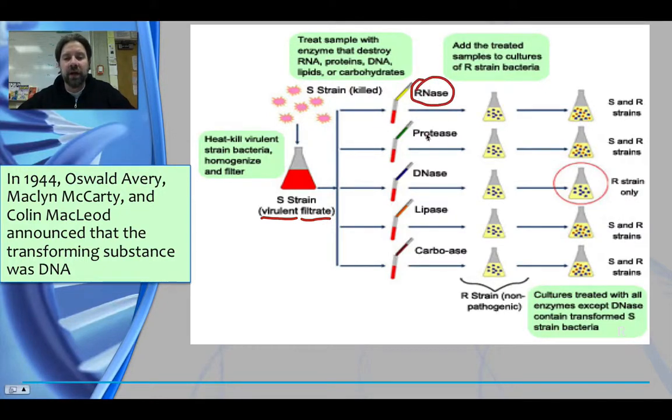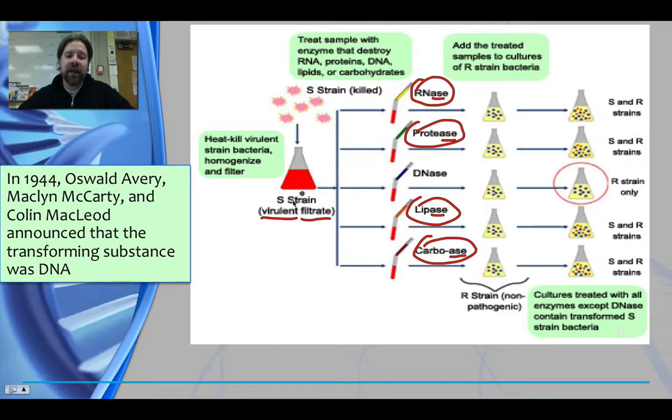There's one called RNase, one called protease, one called lipase, and one called carboase. Now, how do they get these names? Well, the ASE ending on them means that they go to work on those specific types of biomolecules. Now, notice that I kind of left out DNAse in the middle, and I did that for a reason. So let's see what happens.